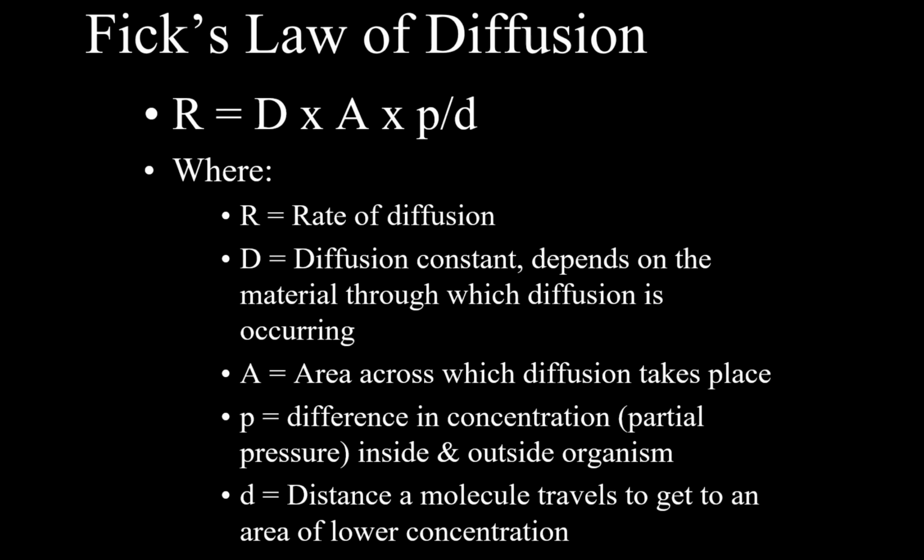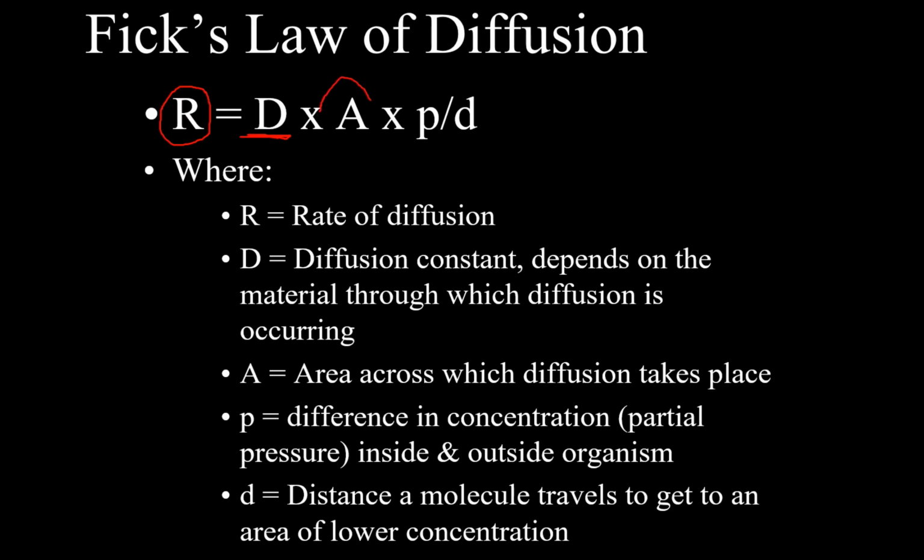Fick's law of diffusion is basically describing the rate of diffusion based on some parameters. And of course, if you think about it, in a respiratory system, we want diffusion to happen as fast as possible to oxygenate the blood and get the CO2 out of it. So if you look at this equation, R in this equation is the rate of diffusion. And so natural selection is favoring R being a big number, being a large value. D is a diffusion constant, so this is not something that can easily be manipulated by natural selection. It depends on the material through which diffusion is occurring. So diffusion is actually faster in air than it is in water.